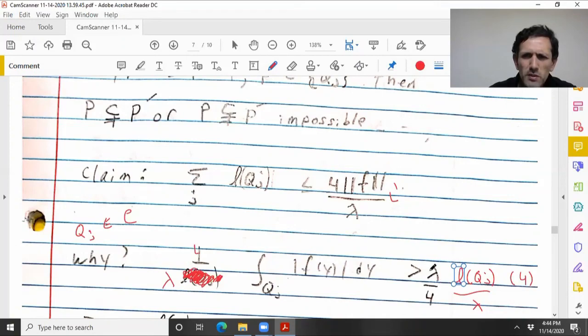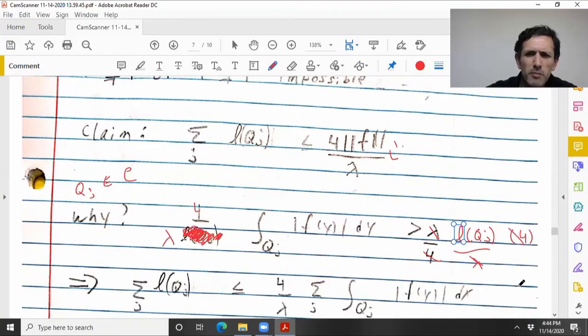So what lives here? Well, this cancels, this cancels. So we get L of Qj, forget about a sum, L of Qj here is less than or equal to 4 over lambda times this integral here. Now let's sum up. The sum of the lengths is less than or equal to, pull out this constant, the sum over these Qj of the absolute value of f.